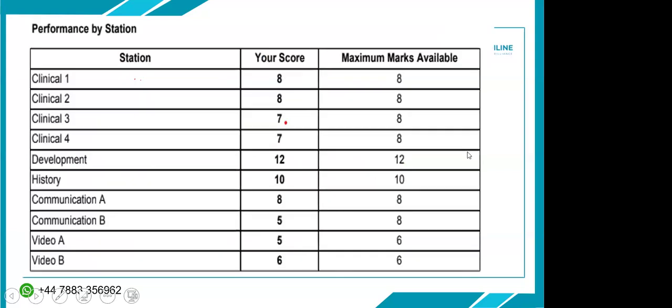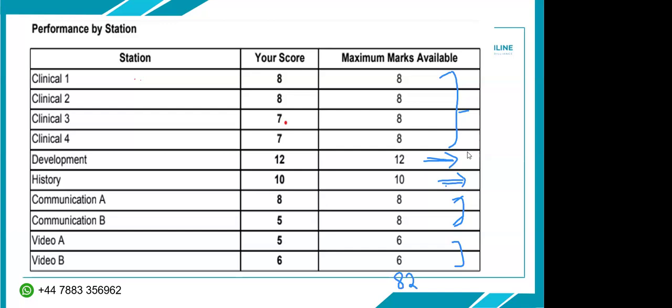Okay, so this is basically your score sheet. As I told you, there are 10 stations. Each of your clinical stations has a total of 8 marks. Your development station has the maximum number, which is 12 marks. The history station is 10 marks. Then communication A and B are both 8 marks, and the video stations are 8 marks. So the total of these marks makes 82 marks, right?